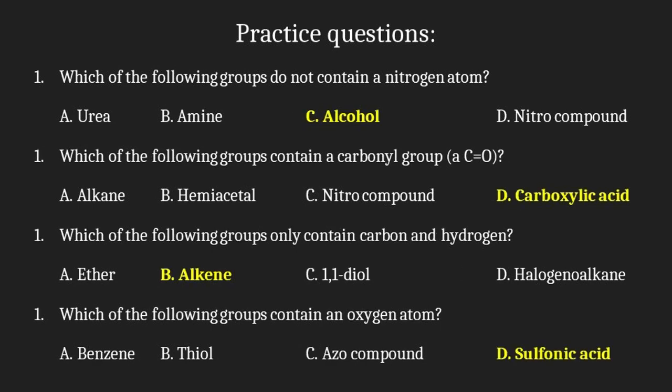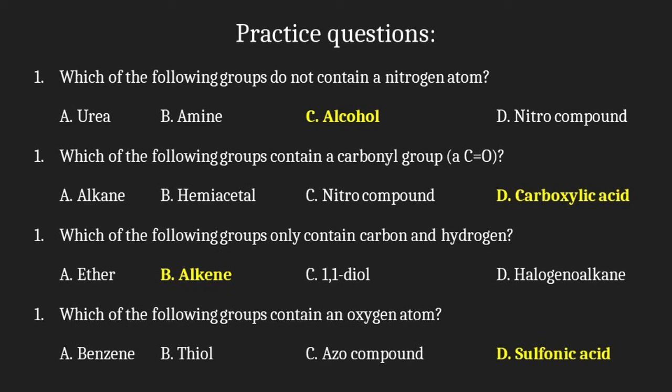For question 1, the correct answer was alcohol, since alcohols only have an OH group, so they have no nitrogen. For question 2, an alkane, a hemiacetal, and a nitro compound do not contain a carbonyl, making carboxylic acid correct. And carboxylic acids have a carbon double bonded to an oxygen in addition to an OH group.